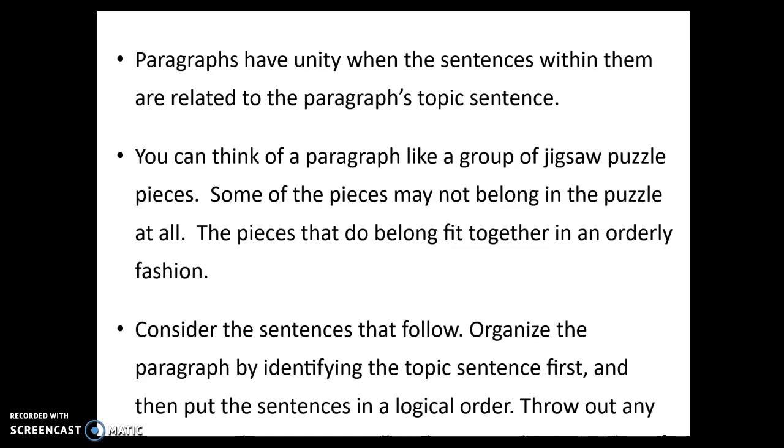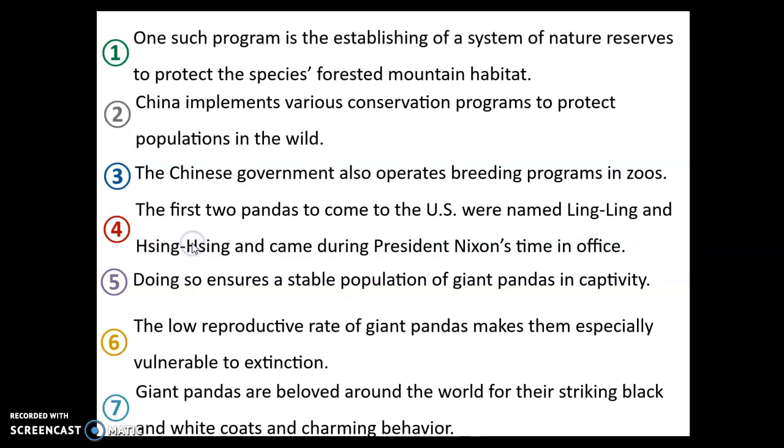Okay, so what you're going to do on the next screen, there are sentences. I want you to hit pause and I want you to write the number of each sentence in order as they would show up in a well-developed, unified paragraph. And then get rid of any sentences that don't fit. Okay? All right, so hit pause and you're going to rearrange. So put your numbers in order, getting rid of the ones that don't fit.